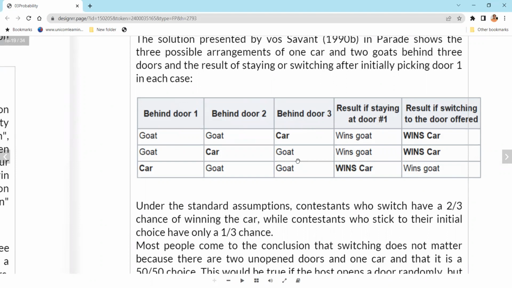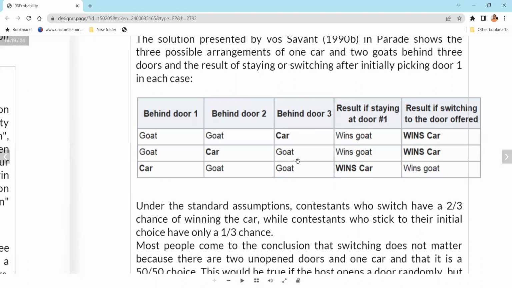As a contestant, you're given 3 doors and you have to choose 1 door. Of the 3 doors, 2 doors have goats and 1 door has a car. They ask you to pick any 1 door, and whatever you pick, you win that. So what is the probability of me winning a car? It is 1 by 3.